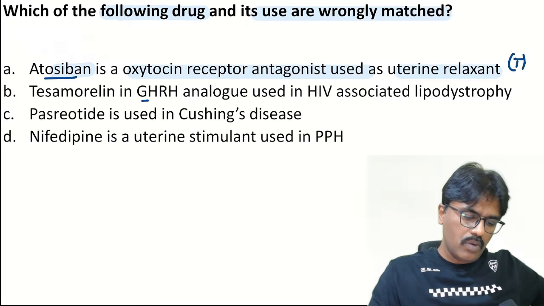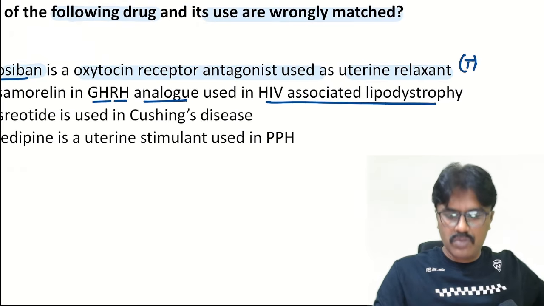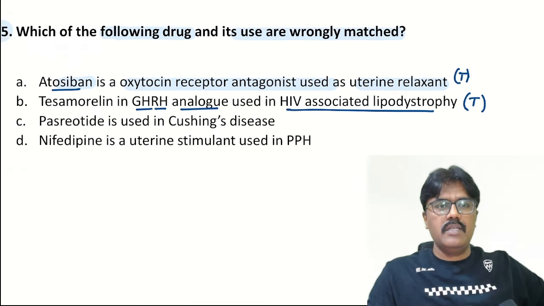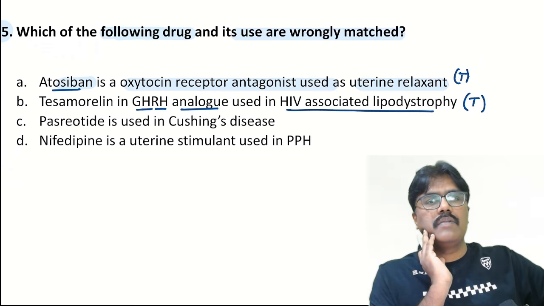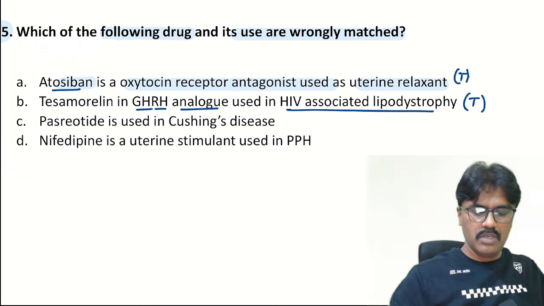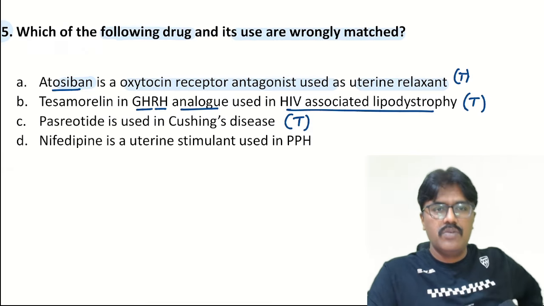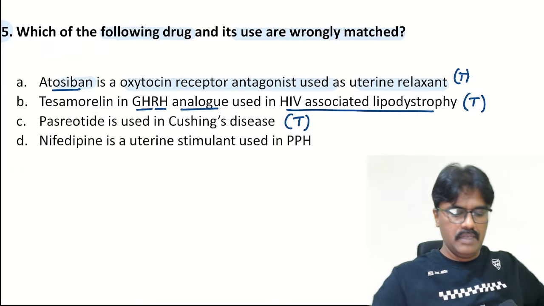Tesamorelin is a growth hormone releasing hormone analog used in HIV-associated lipodystrophy. It's a true statement. It's a new update. Please write down that. Tesamorelin is a growth hormone releasing hormone used in HIV-associated lipodystrophy. Pasireotide is used in Cushing disease. Yes, true. It's a true statement. You know, octreotide, we have pasireotide nowadays.